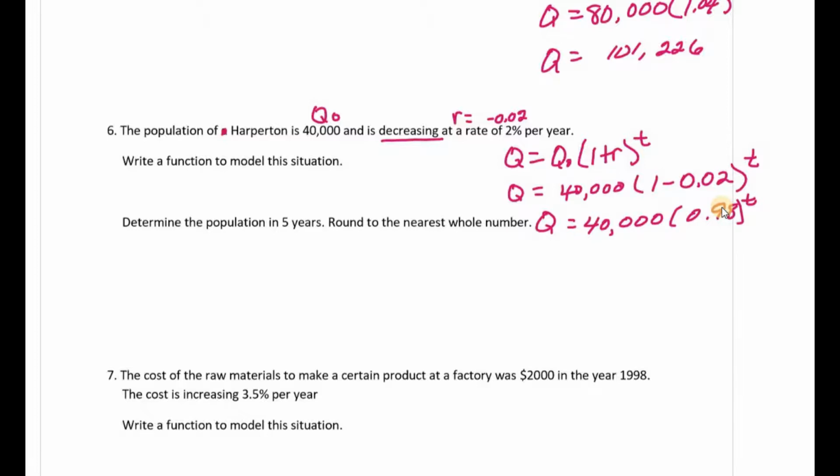The second part of this problem asked me to determine the population in 5 years, so we put 5 in place of t, and we have 36,157 as my answer.